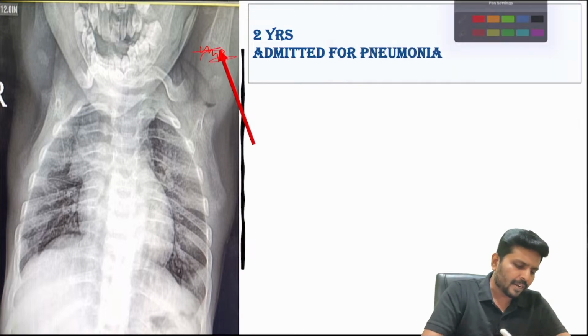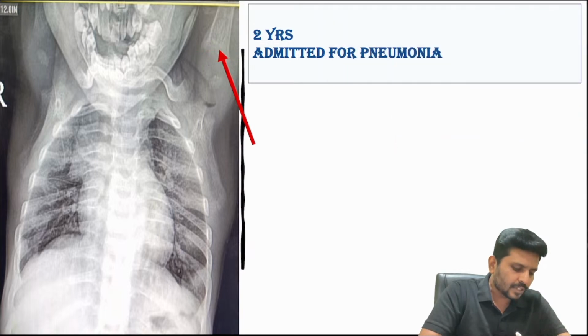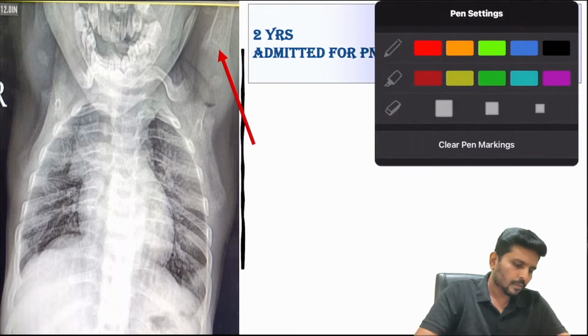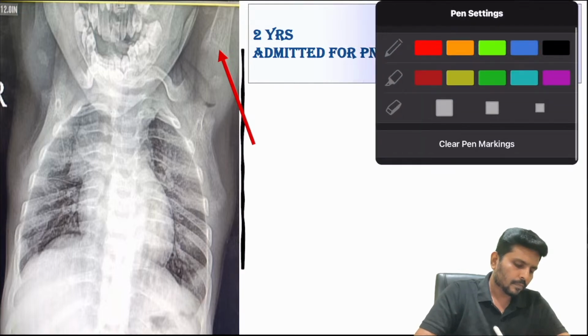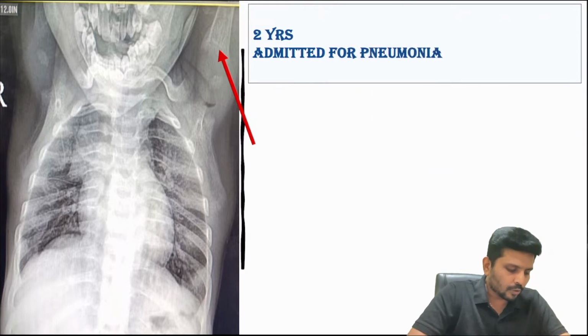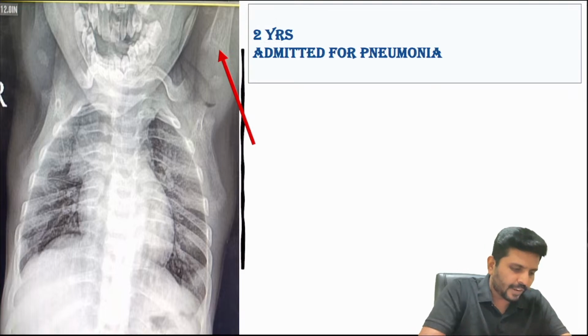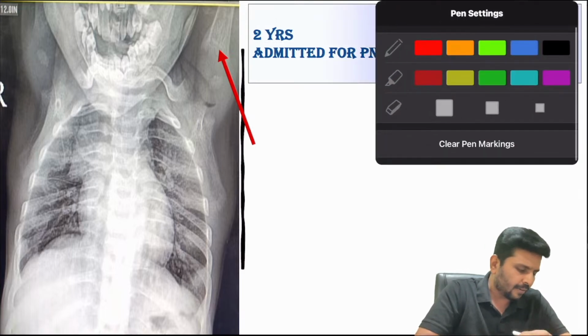This child is admitted for pneumonia. But when we saw this one, look at this. So this is called cupping and fraying.